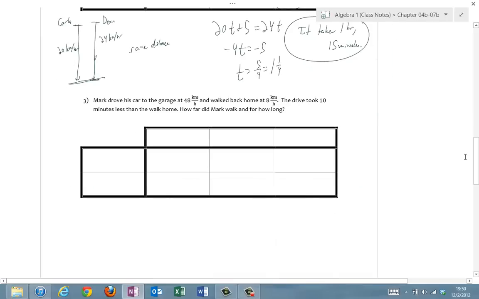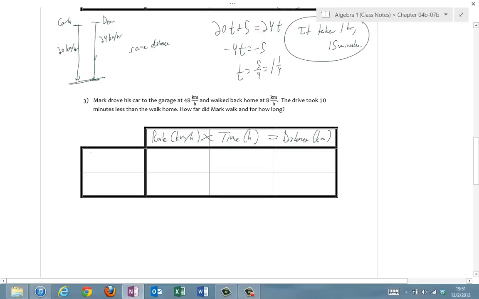Let's go down to the next one. Mark drove his car to the garage at 48 kilometers per hour and walked back home at 8 kilometers per hour. The drive took 10 minutes less than the walk home. How far did Mark walk and for how long? Well, we got a bunch of stuff going on here, but we still have a rate in kilometers per hour, a time in hours, and a distance in kilometers. Rate times time equals distance.